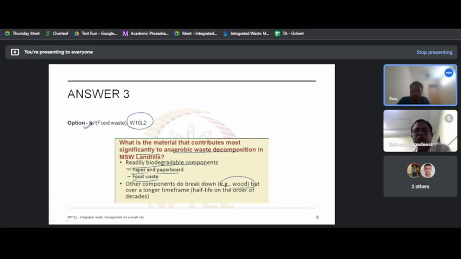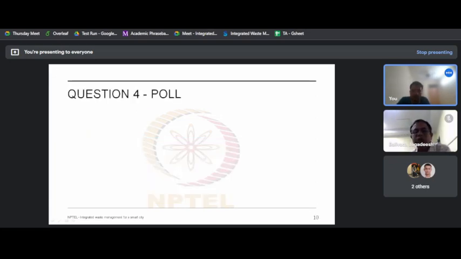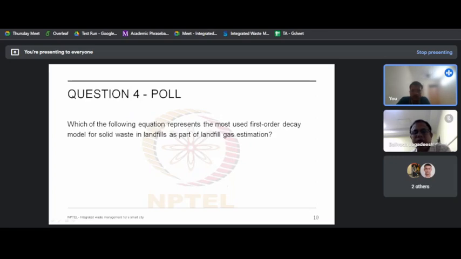Moving on to the next question, question 4. So this is a poll. So which of the following equation represents the most used first order decay model for solid waste in landfills as part of the landfill gas estimation? So the given options are Mt equals M naught into 1 minus e to the power minus kt, Mt equals M naught e to the power kt, Mt equals M naught e to the power minus 1 by kt, and finally we have Mt equals M naught e to the power minus kt.